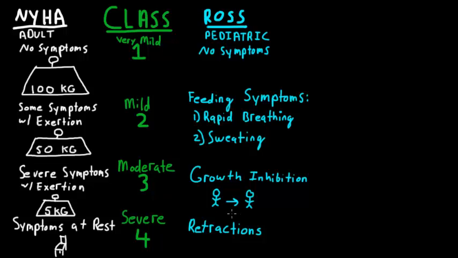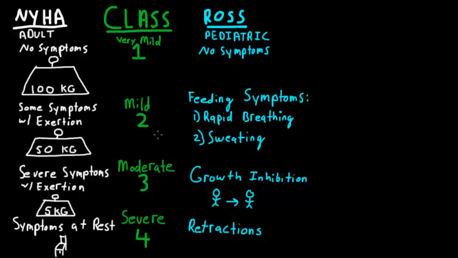You can see that there are signs of pulmonary distress going on because the child is trying to work so hard to overcome that sense of breathlessness. So we're looking for retractions, growth inhibition, feeding symptoms, etc. when we're in class 4 severe heart failure.